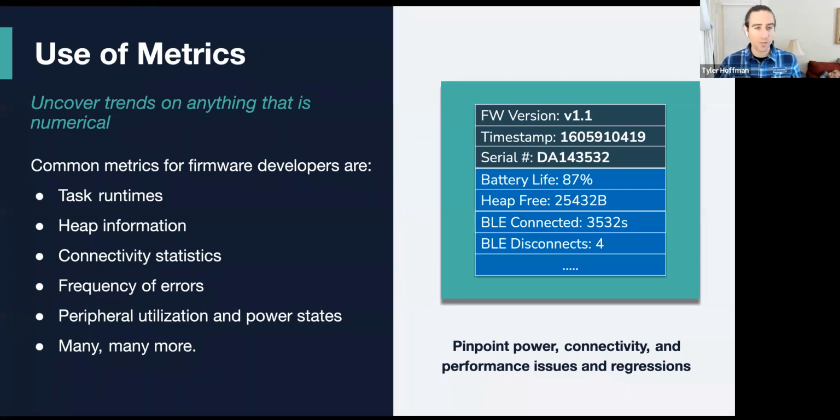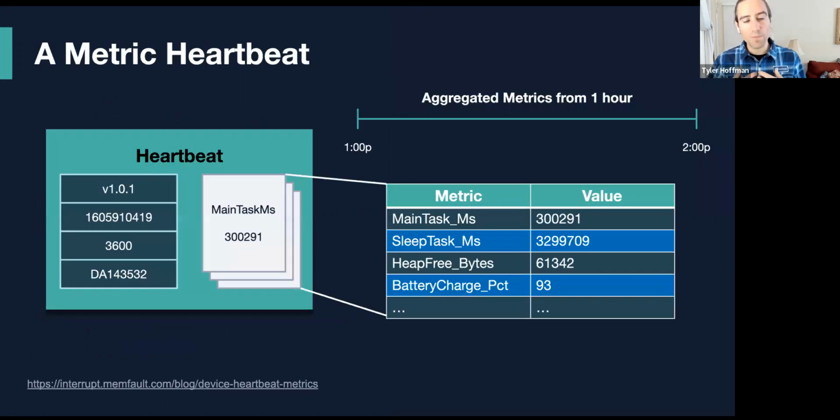You can also count the frequency of errors, or how many flash writes and erases have taken place, in case you're worried about the flash chip being too utilized. So all these metrics come into a payload on the device, and generally you send them to a server. Memfault likes to call this a metric heartbeat.